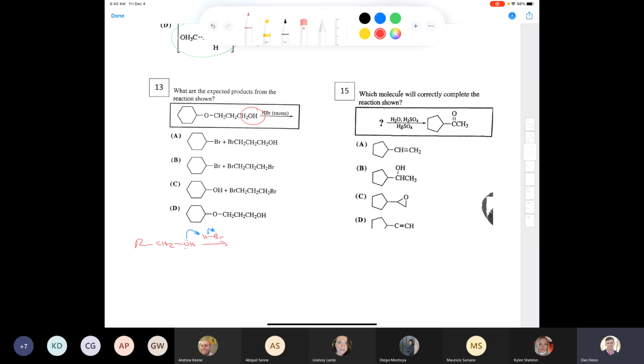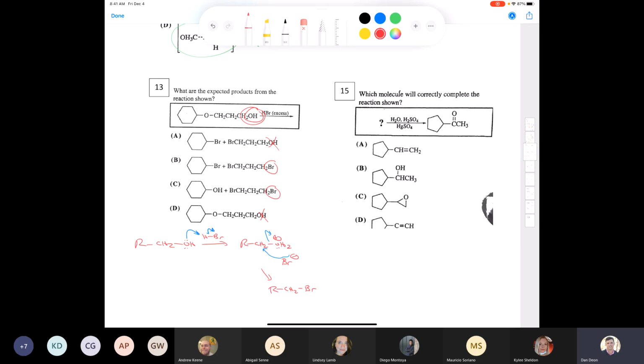So then you'd have RCH2OH2 plus. Now you've got a good leaving group, and then bromide can come in and behave as a nucleophile. I'm really drawing shorthand mechanisms here. And then you get a primary alkyl bromide. So we know that this is going to be converted to a bromide. So this looks good, this looks good. That means these two, we can eliminate.